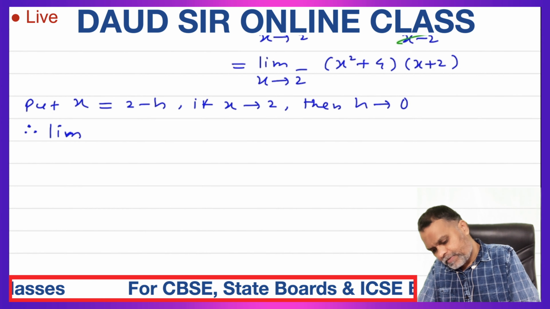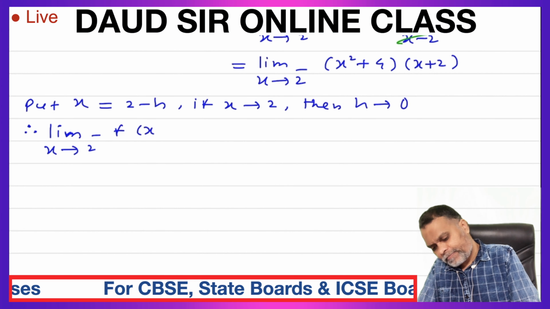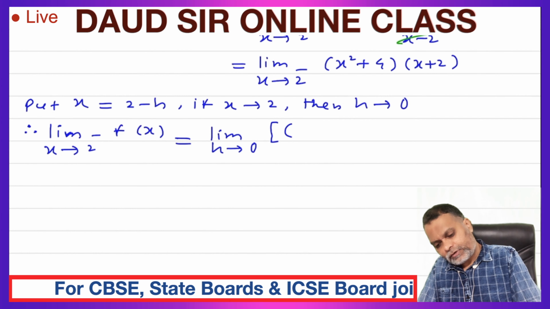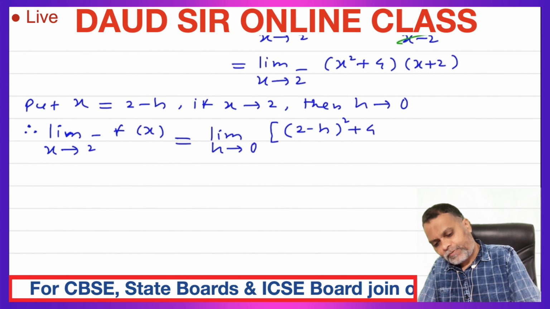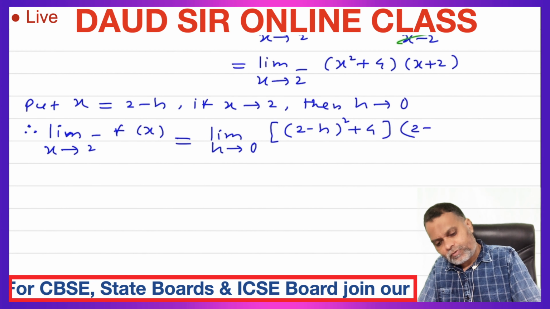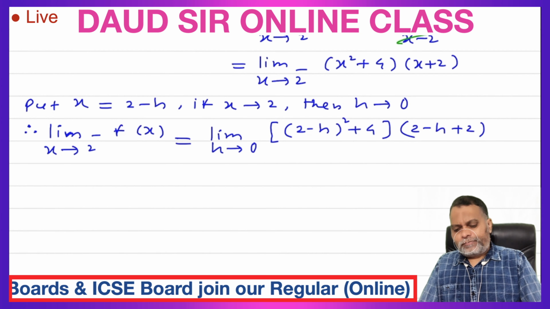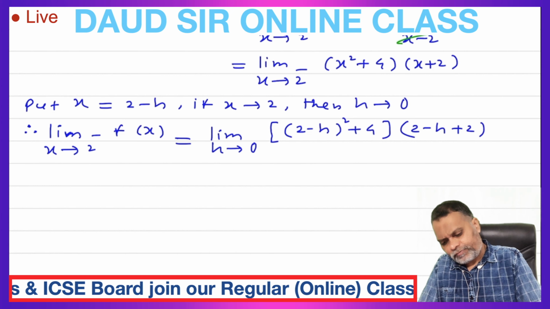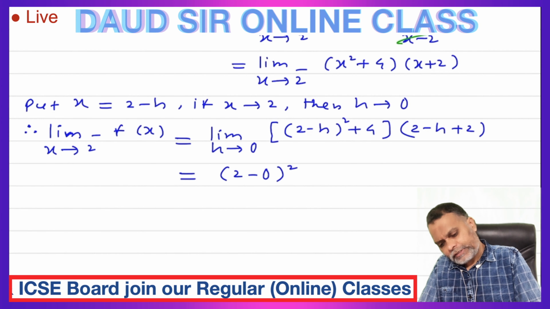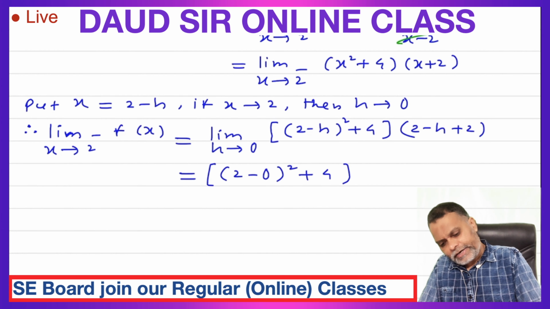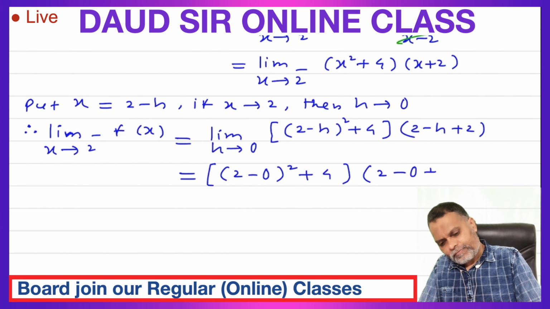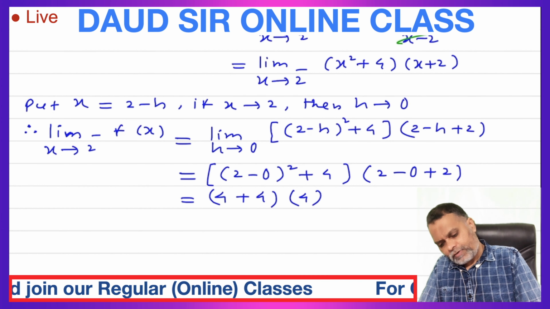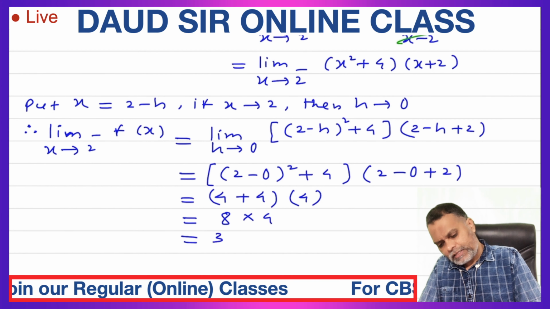limit x tends to 2 minus f of x is equal to limit h tends to 0 of ((2 - h)^2 + 4)((2 - h) + 2). Here in the denominator nothing is there, so it will not become a 0 upon 0 form. So directly we can put h is equal to 0. (2 - 0)^2 + 4 into (2 - 0 + 2): 2 square 4, plus 4, and 2 plus 2 is 4. 4 plus 4 is 8, into 4, 8 fours are 32.